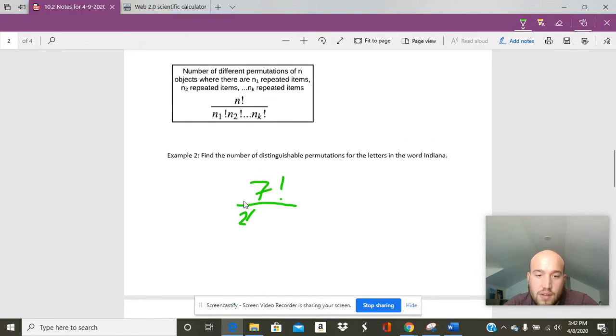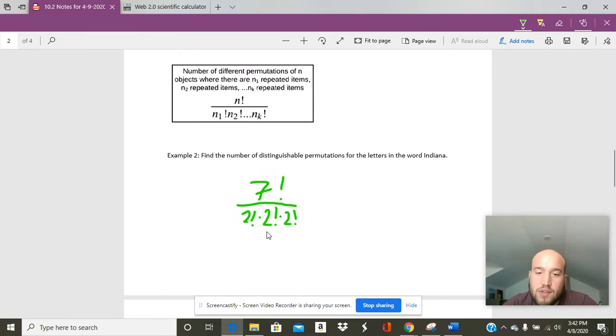Let me get my eraser. All right. So 2 factorial. Okay, now that was for the I. The n is also repeated, so we have to multiply it by another 2 factorial. And then finally the a is repeated. There's 2 a's, so that's also 2 factorial.